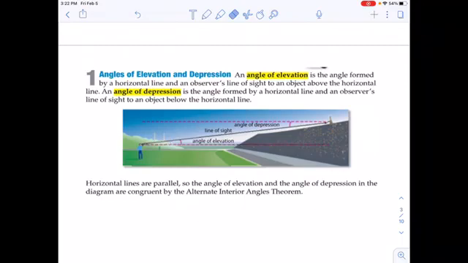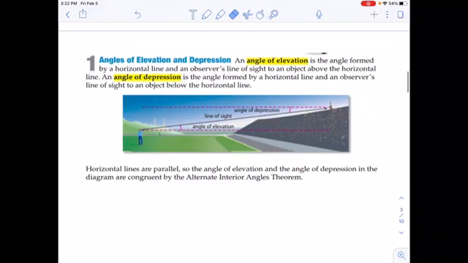An angle of depression is the angle formed by a horizontal line and an observer's line of sight to an object below the horizontal line. So notice now we have our horizontal line here. The line of sight is below it, so it goes down. This is our angle of depression. So elevation, go up. Depression, go down from the horizontal lines.